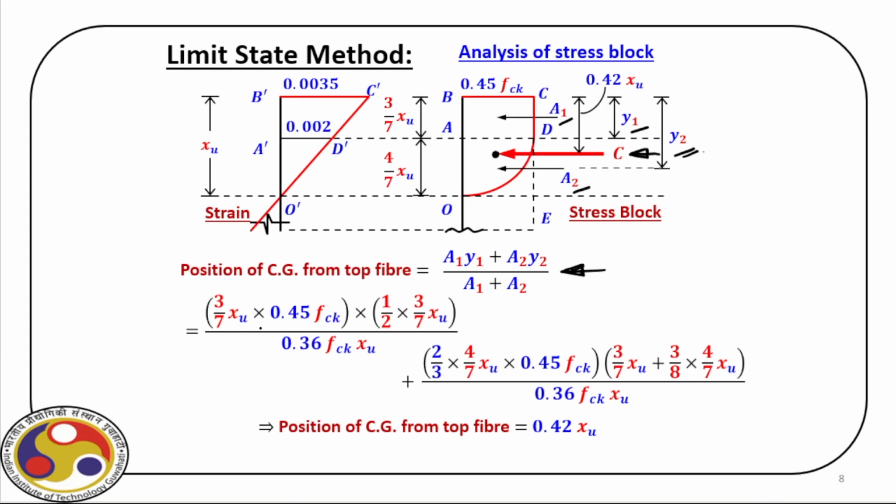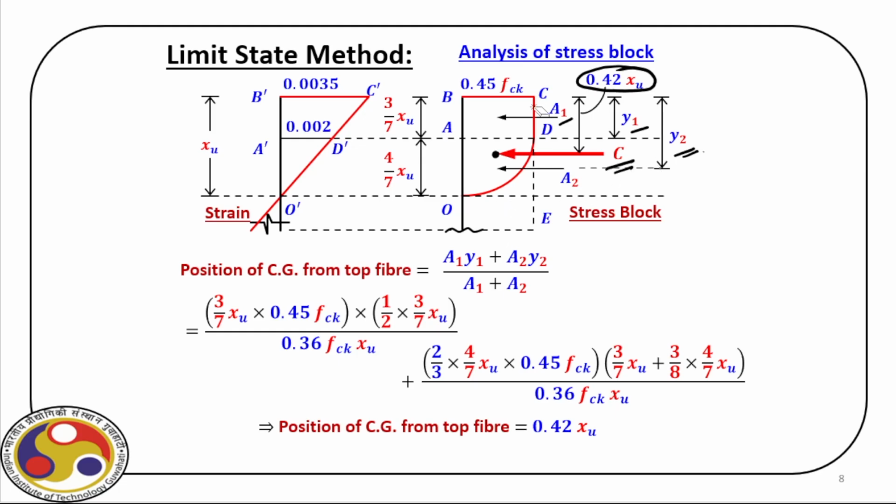And individually we know what A1 is. We have already found this is A1. We have also found this is Y1. And then we have the summation of A1, A2, that is the area of the stress block. We have just figured it out. Similarly, for the second part also, we have the expression. Ultimately, what we get, the position of the CG from the top fiber, is 0.42 times XU. So this is important. Here you can see it is 0.42 times XU. This is where the total compressive force acts over the stress block, which is marked here as C.